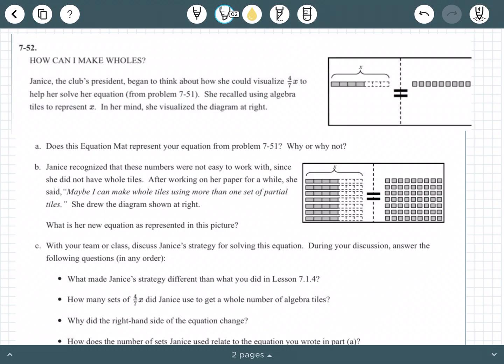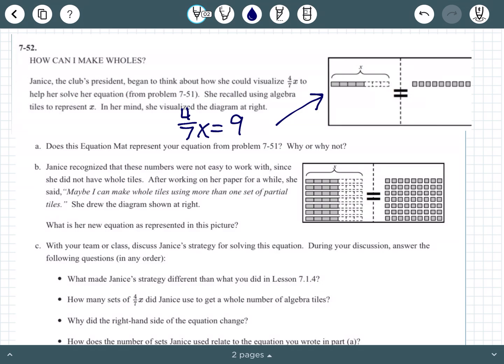Okay, let's take a look at problem 752. How can I make wholes? Janice, the club's president, began to think about how she could visualize 4/7 x to help her solve her equation from problem 751. So remember, our equation from problem 751 was 4/7 x equals 9. So in her mind, she is visualizing this diagram to the right.